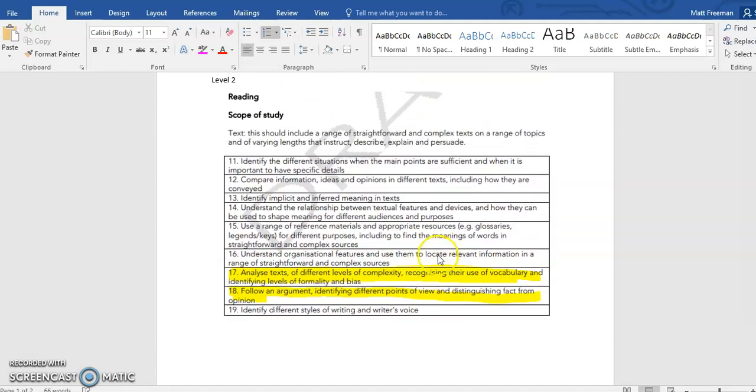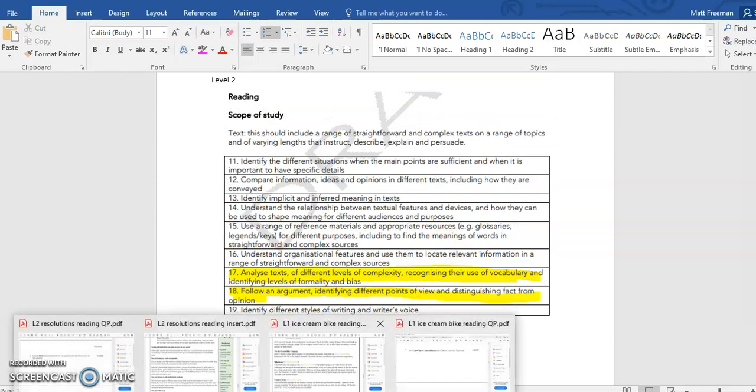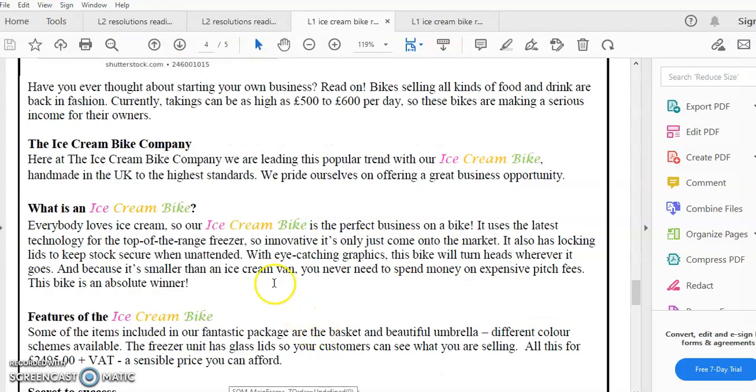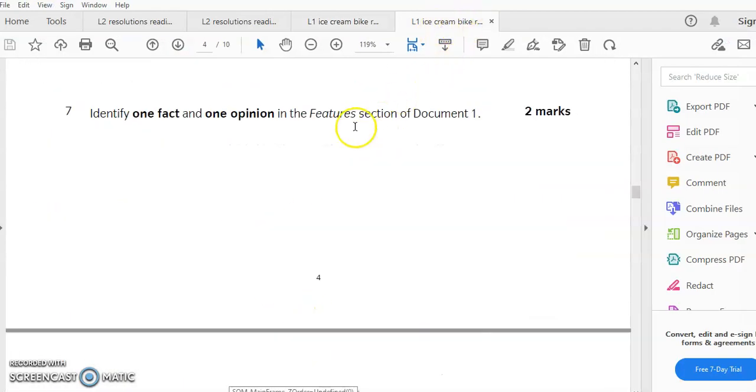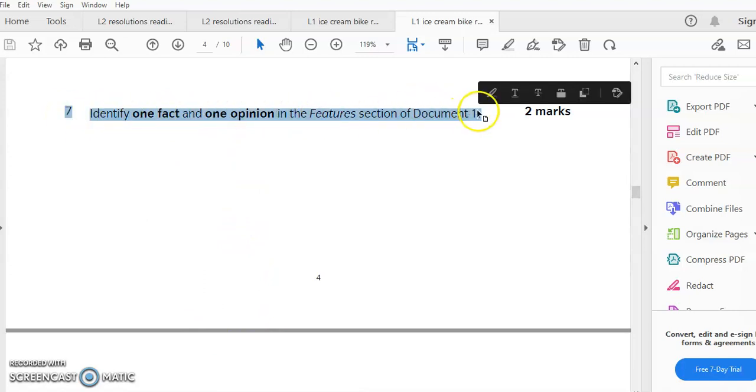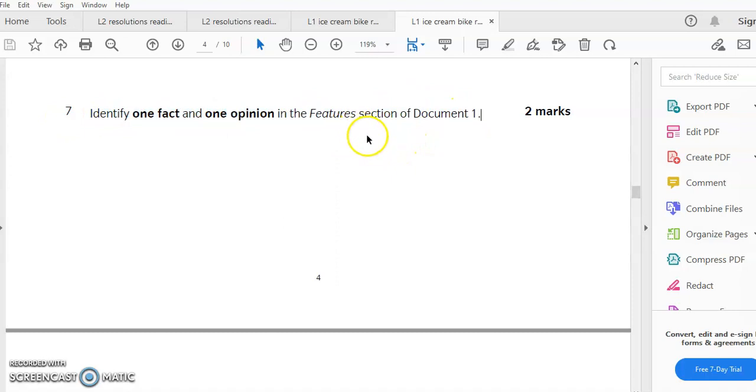So, let's have a quick look here at how this might be tested in level 1. So in level 1, you're likely to potentially get a question like this, and this is very straightforward. This is absolutely the kind of question you would get in level 1 reading. Identify one fact and one opinion in the features section of document 1.